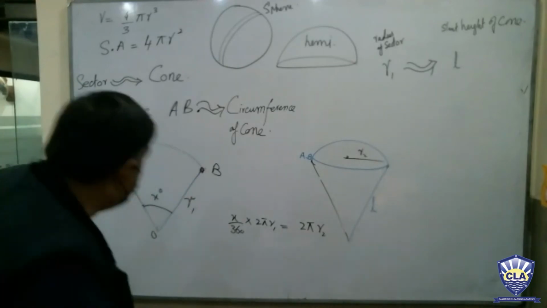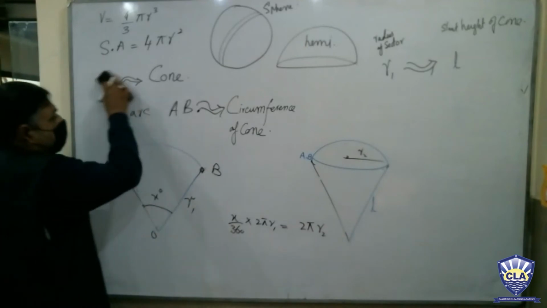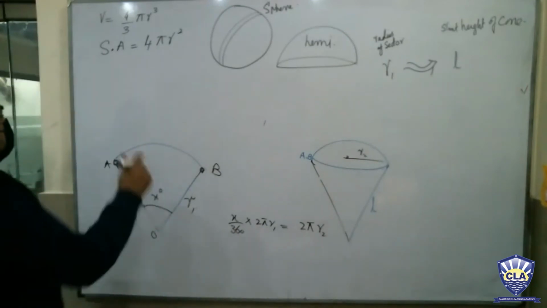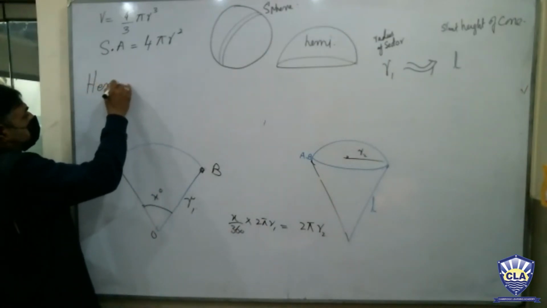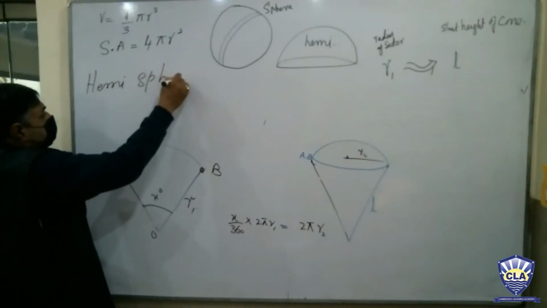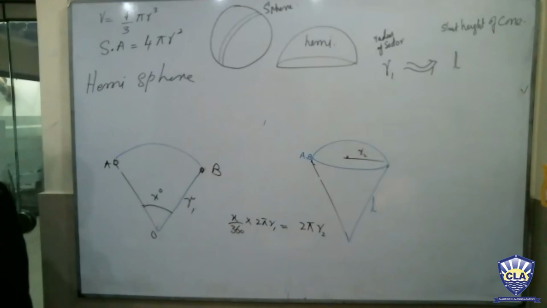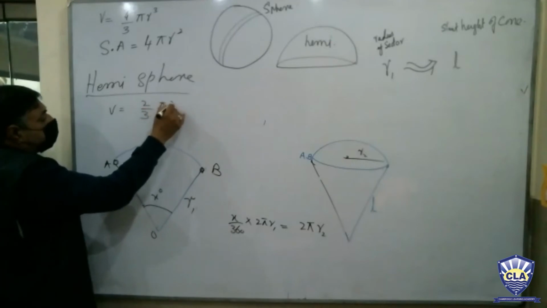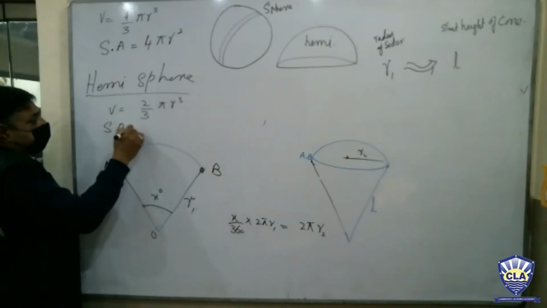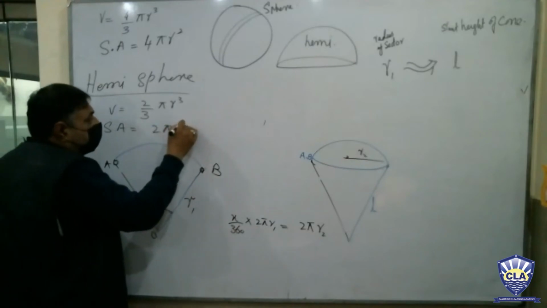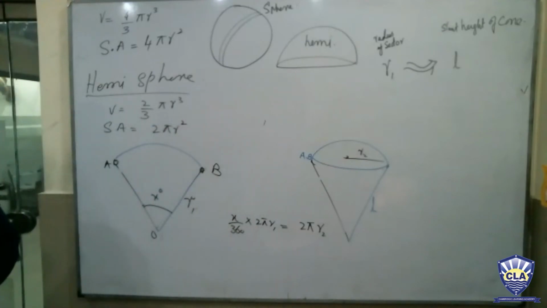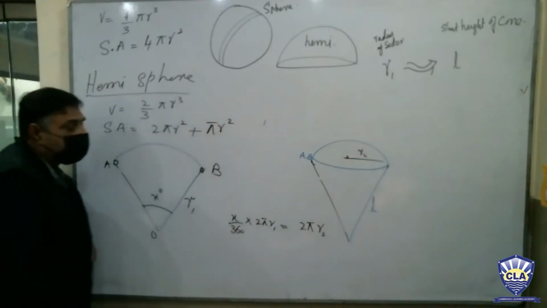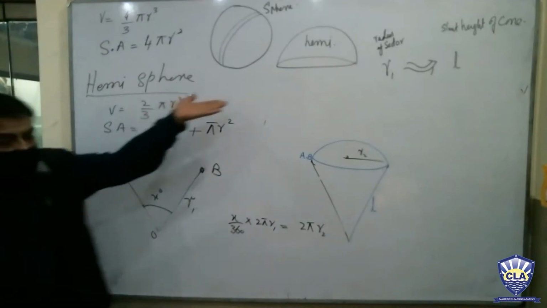Now children, hemisphere is half of the sphere. Hemisphere: volume equals half, 2 over 3 pi r cube. And surface area 2 pi r square. And if it is a solid hemisphere, then plus pi r square, the base of that hemisphere.